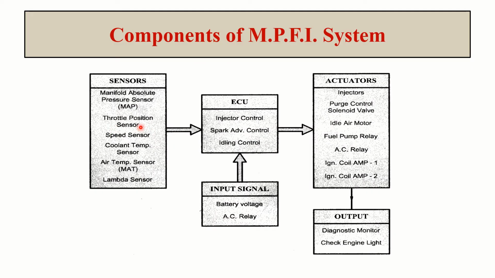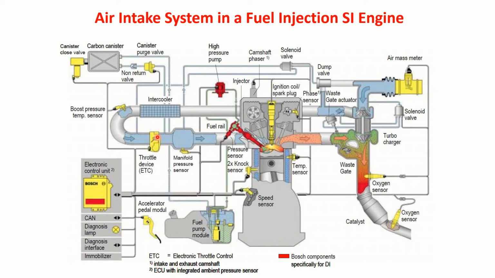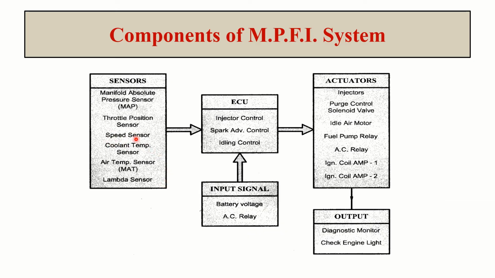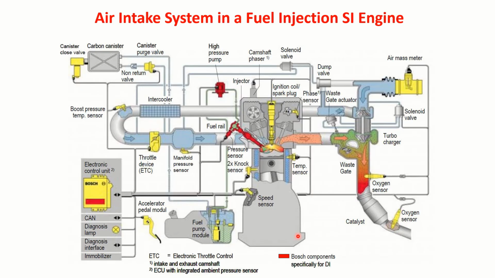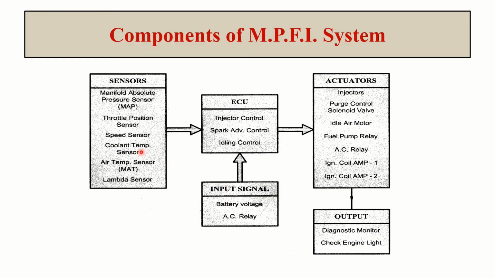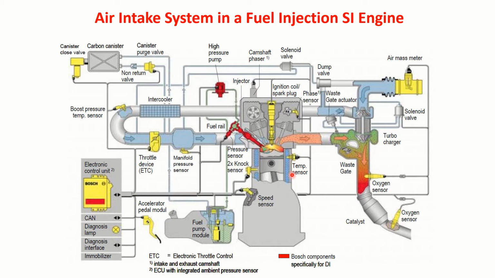Then the throttle position sensor. You can see here the throttle position; the sensor will send a signal to the electronic control unit. Then we have the vehicle speed sensor. It is here. That also sends the information to the electronic control unit. Then you have the coolant temperature sensor. You can see it here. That also will send the information to the ECU.